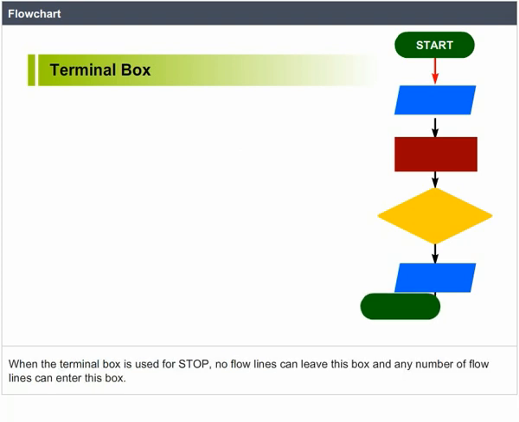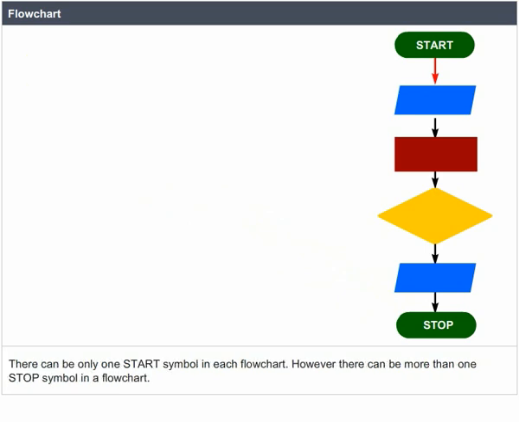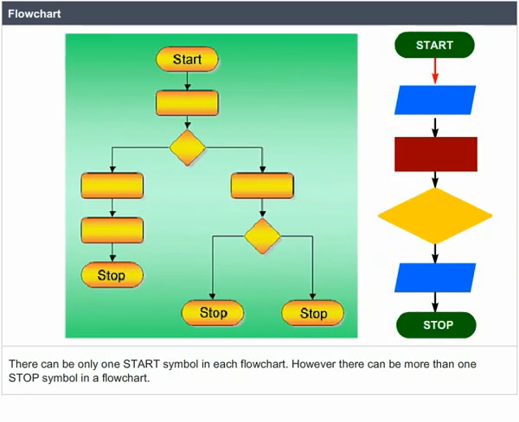When the terminal box is used for stop, no flow lines can leave this box and any number of flow lines can enter this box. There can be only one start symbol in each flowchart. However, there can be more than one stop symbol in a flowchart.